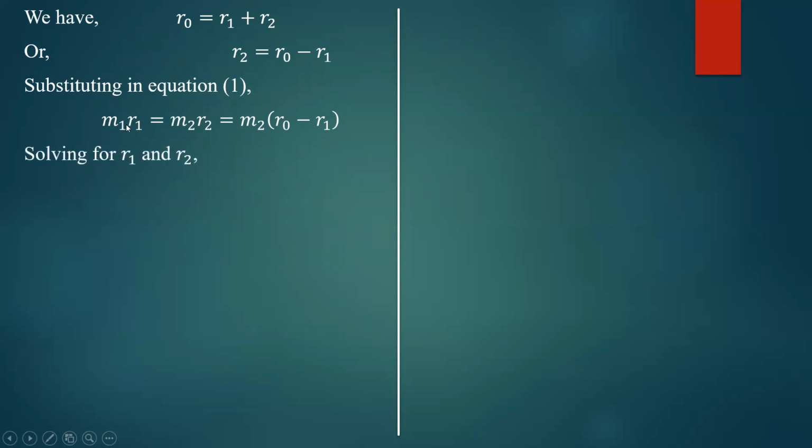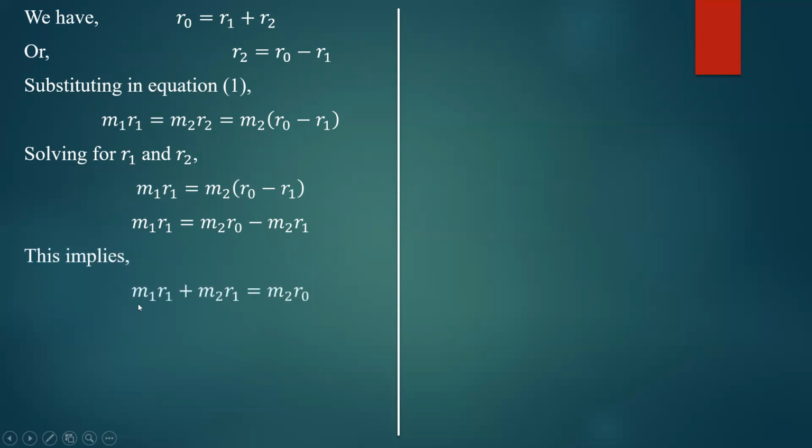Solving for r1 and r2. Let us solve for r1 using this expression. You have m1 r1 equal to m2 into r0 minus r1. You open this bracket and get the expression for r1. So you'll get m1 r1 equal to m2 r0 minus m2 r1. This implies m1 r1 plus m2 r1, taking this term to the left hand side, should be equal to m2 r0.